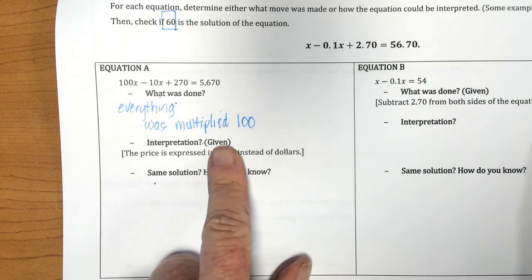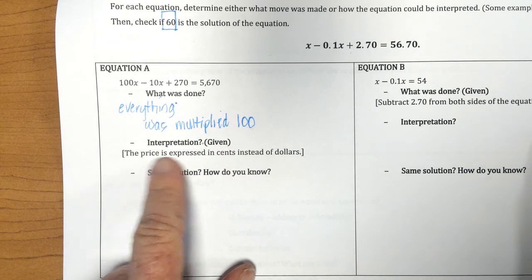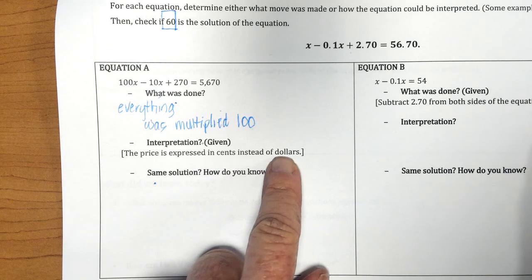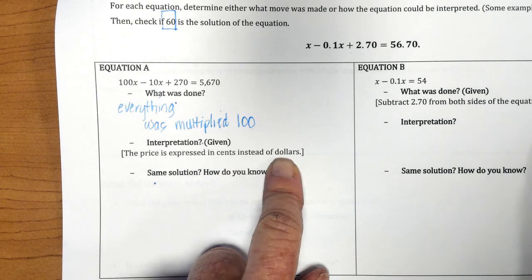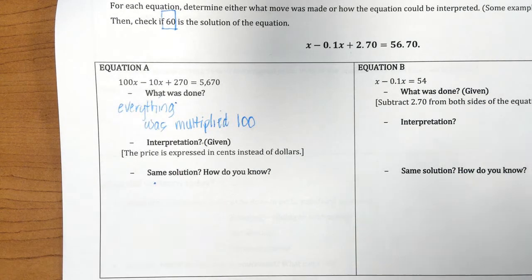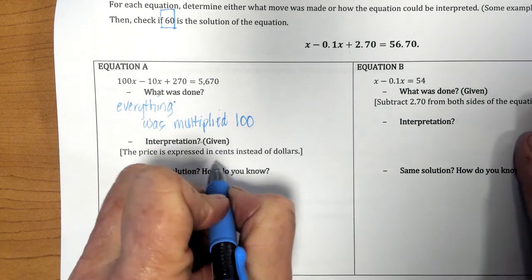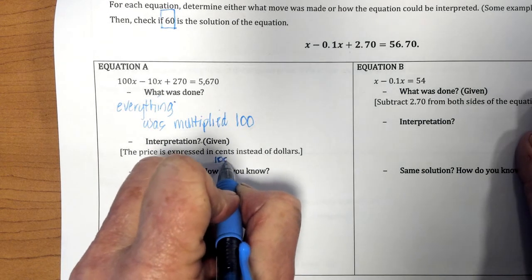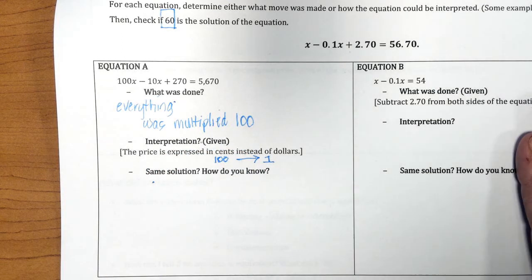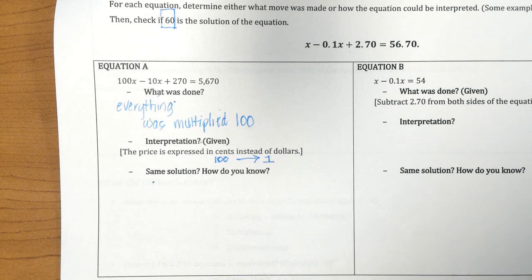Well, it's given to us. The price is expressed in cents instead of dollars. So what they did was multiply everything by 100. Well, there's 100 cents in a dollar. That makes sense. So there are 100 cents for every $1. So is the solution going to be the same?